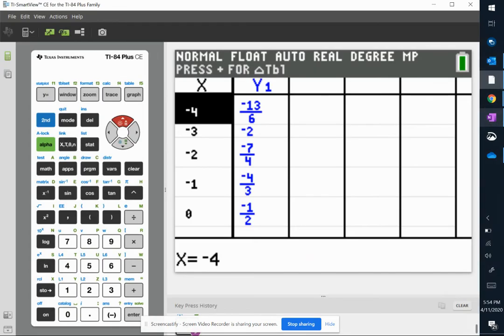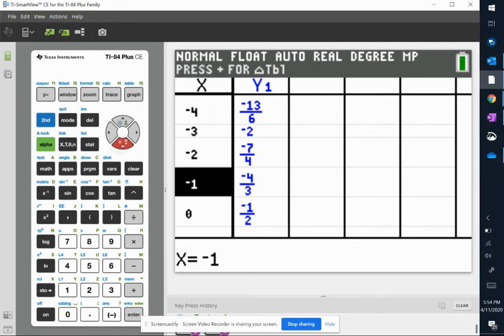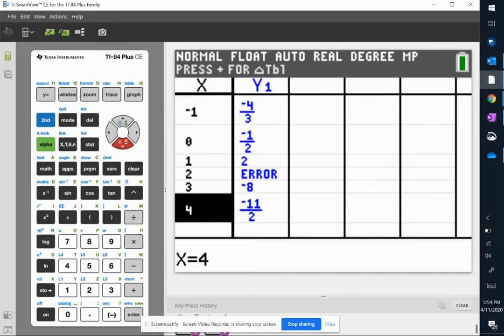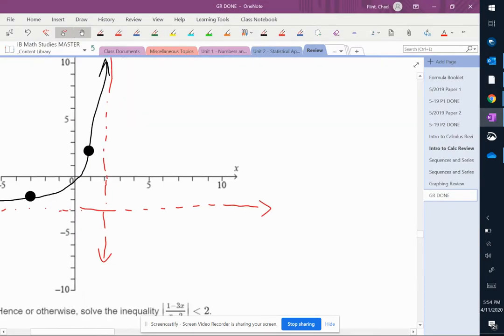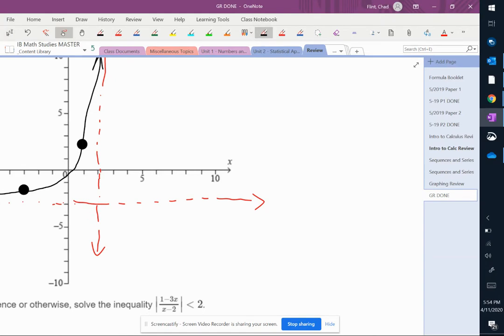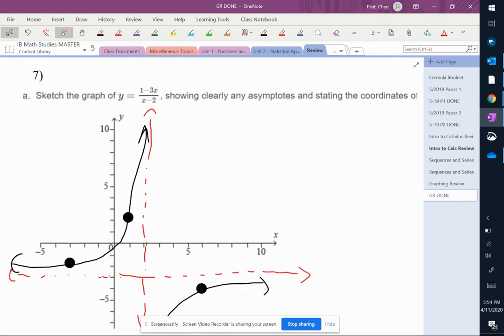And then the other part of it: at -3 it's at -8, and at 7 it's at -4. So 3, -8, and then 7, -4. And this graph is going to kind of go like this. So there's a pretty good sketch of what it's supposed to look like.